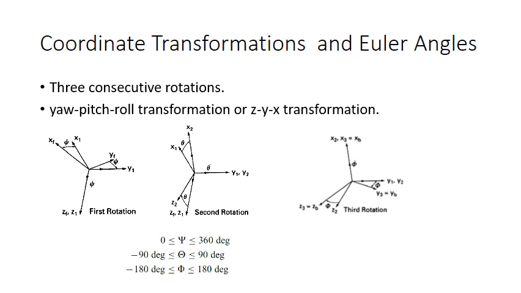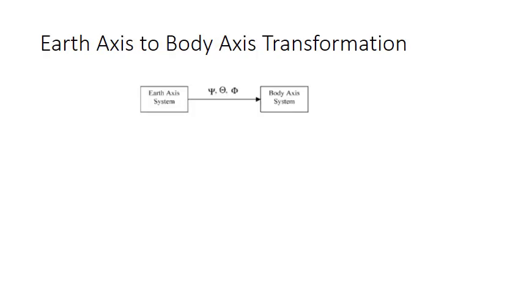If the sequence is performed in a different order than psi, theta, and phi, the final result will be incorrect. Psi, theta, and phi are called Euler angles. In flight mechanics, the Euler angles are used to rotate the Earth axis system into coincidence with the body axis system. The following illustrates the transformation of a vector Fe in the Earth axis system into the body axis system.